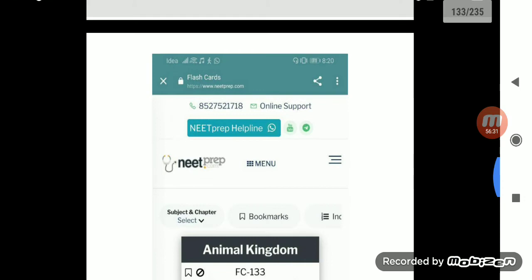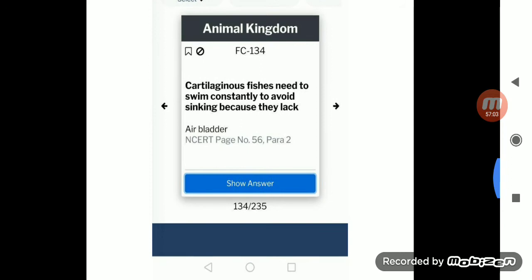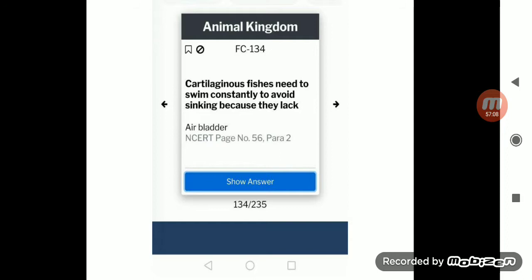Chondrichthyes possess tough skin with minute placoid scales. Backwardly directed placoid scales are modified into teeth in Chondrichthyes. Cartilaginous fishes need to swim constantly to avoid sinking because they lack an air bladder.